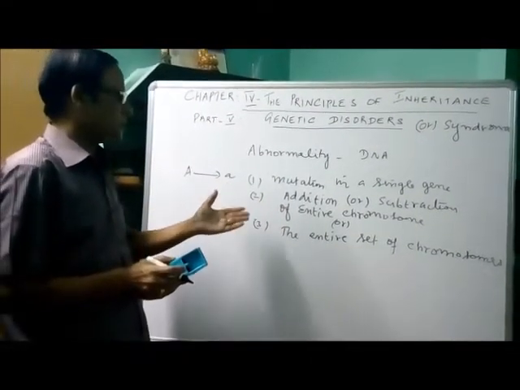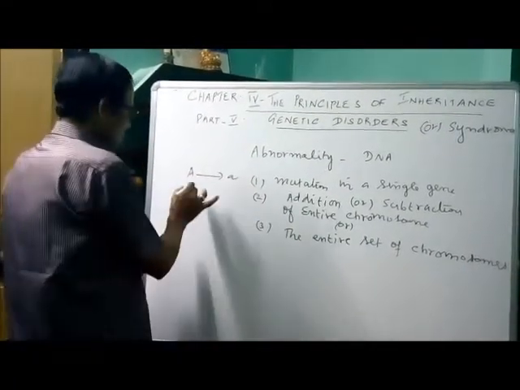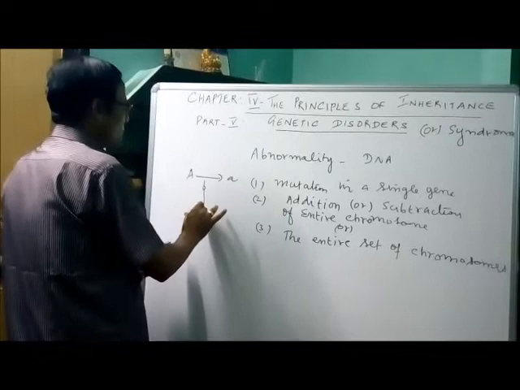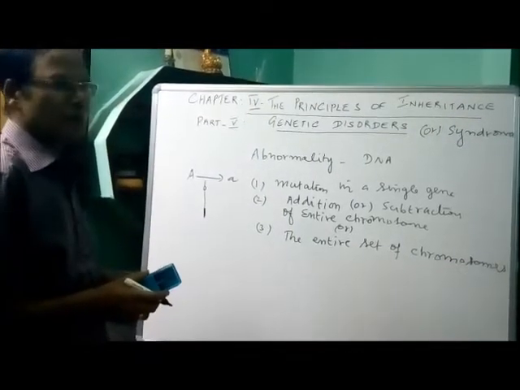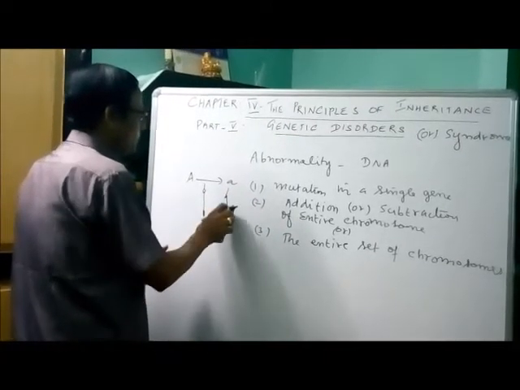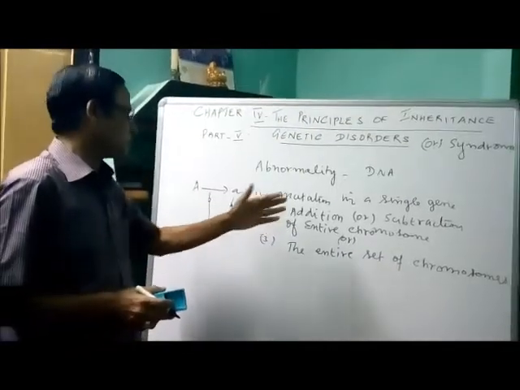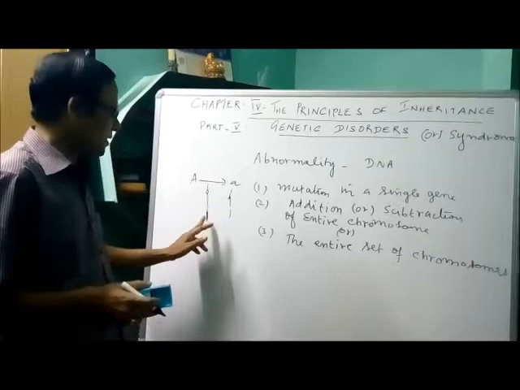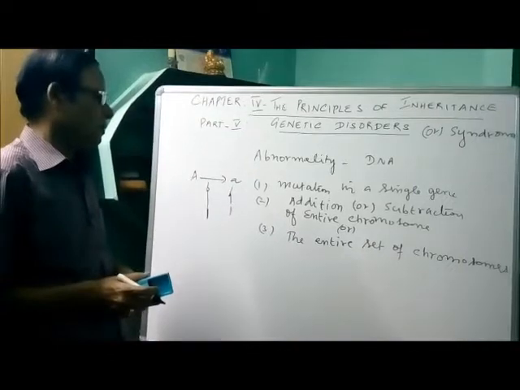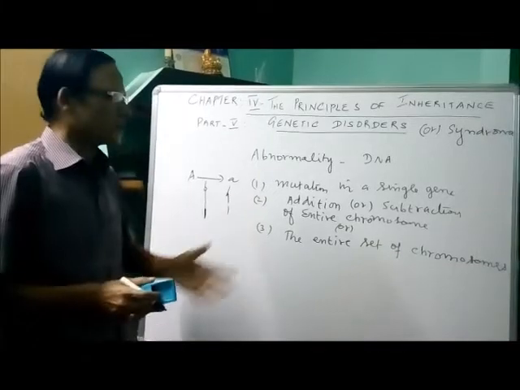Another one, addition or subtraction of entire chromosome. So addition means, suppose this is a chromosome, a part of the chromosome is added. This is called addition. Or we have a deletion of a part of the chromosome. So this is a deleted fragment. Either a part of chromosome is added or a part of chromosome is deleted. That is called subtraction. Or we have the addition or subtraction of entire set of chromosomes.